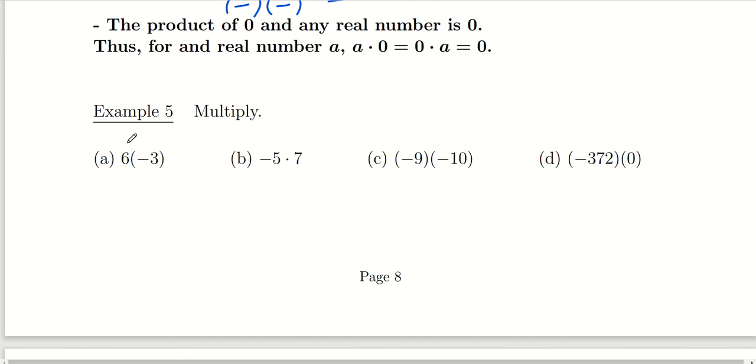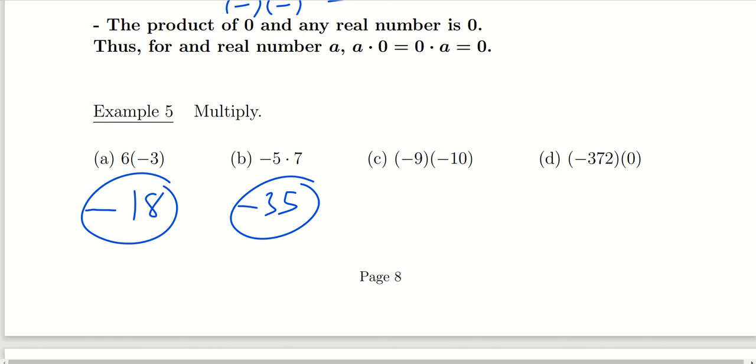In example A, we have positive 6 times negative 3. So the answer is going to be negative because it's one of each type. They have different signs. And then 6 times 3 gives us 18. So final answer, negative 18. In part B, we have negative 5 times 7. We're multiplying and the signs are different, so the answer is going to be negative. 5 times 7 is 35.